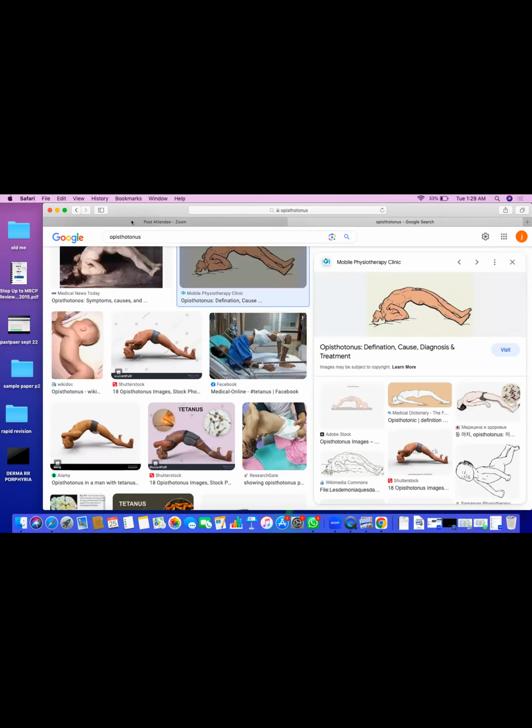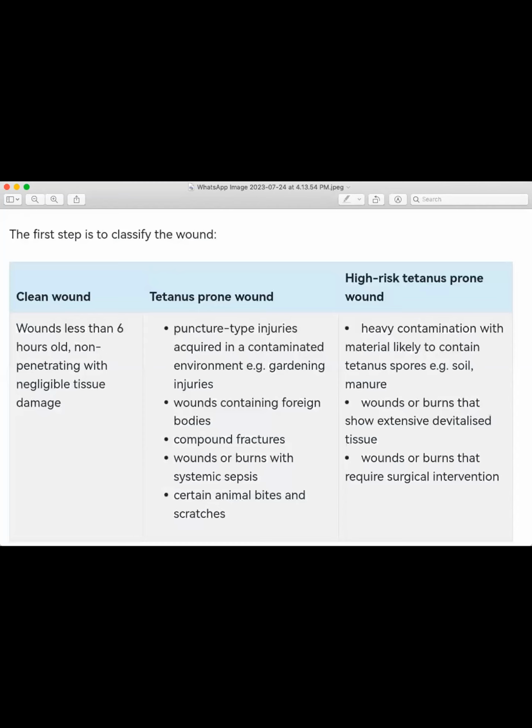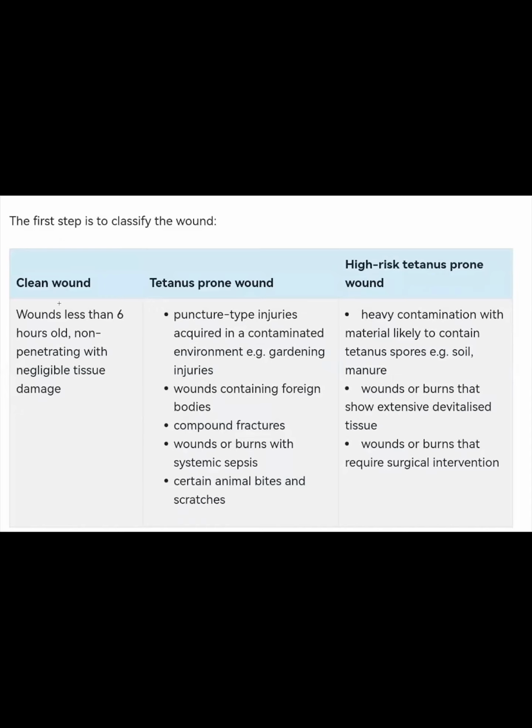Now, you need to know when you will give the TT, when you will give the vaccine, and when you will give the immunoglobulin. This is the important thing that you should know. So you have to know about the wound type. In your question, you need to see what type of wound they have talked about. There could be 3 types of wound.